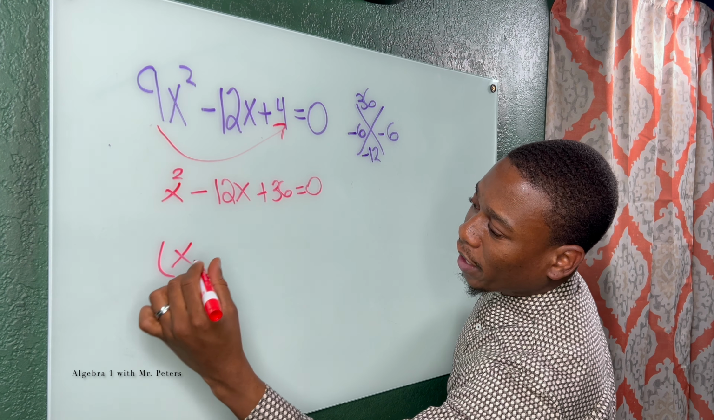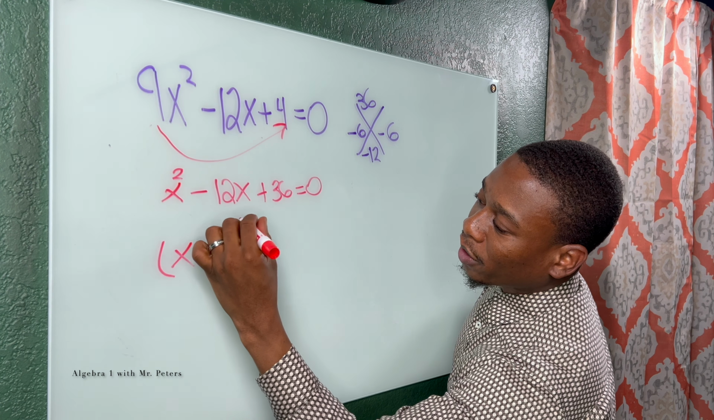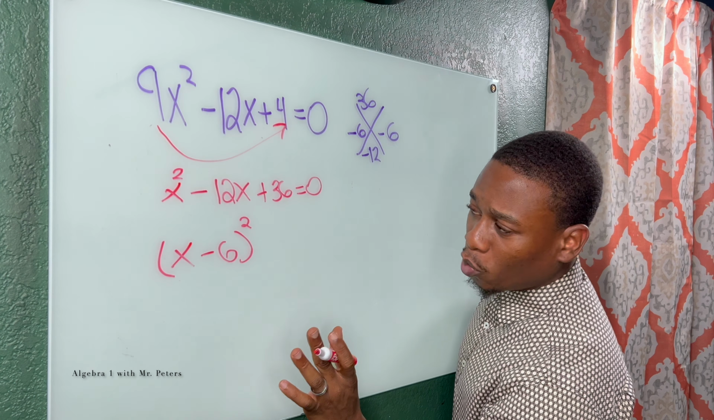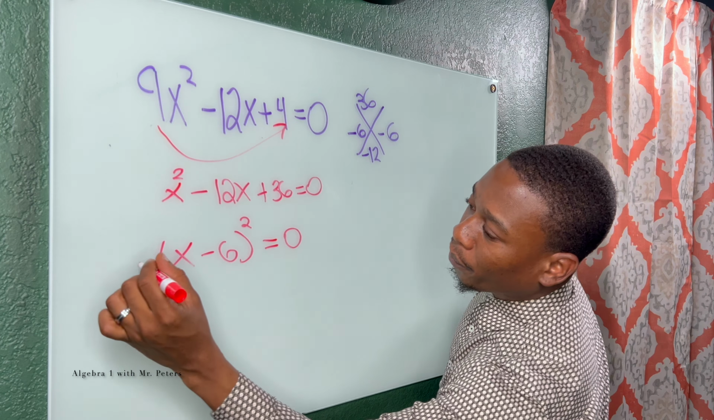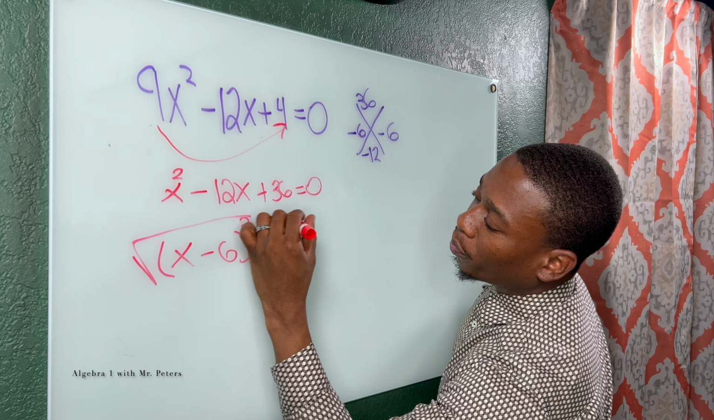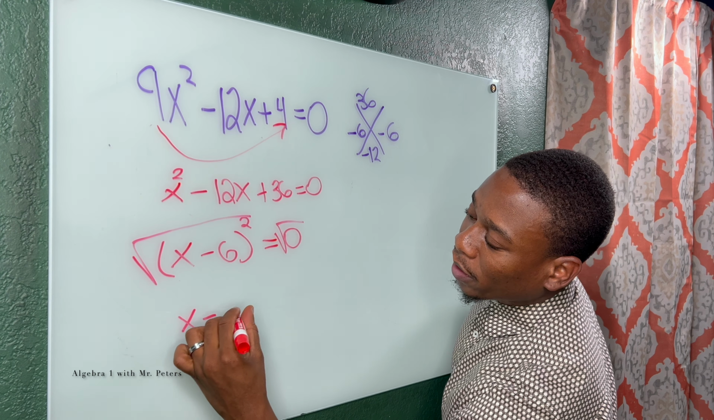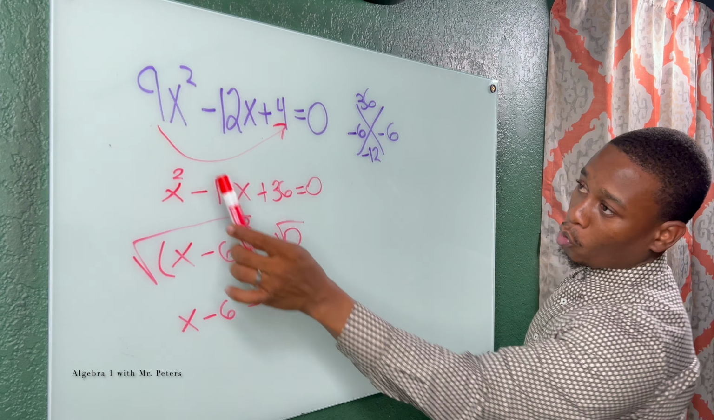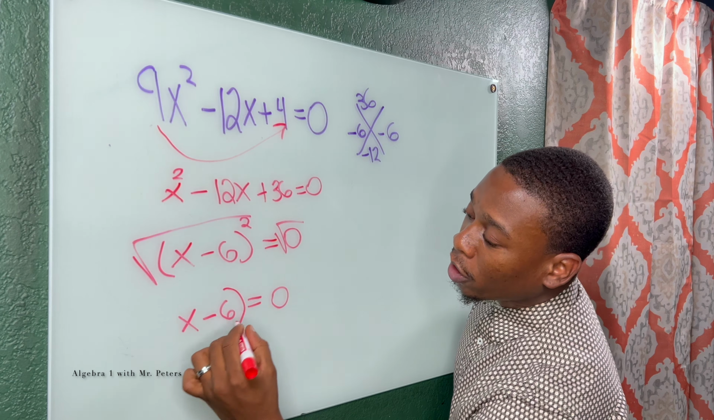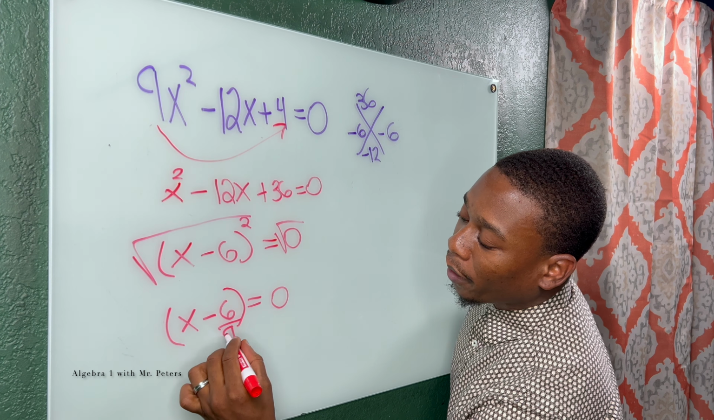We know this is going to be x minus 6 squared, right? Let's skip one step. This is equal to 0. So at this step now, we're going to take the square root of both sides and have x minus 6 is equal to 0. Remember, we multiply by that 9, so now we have to divide.